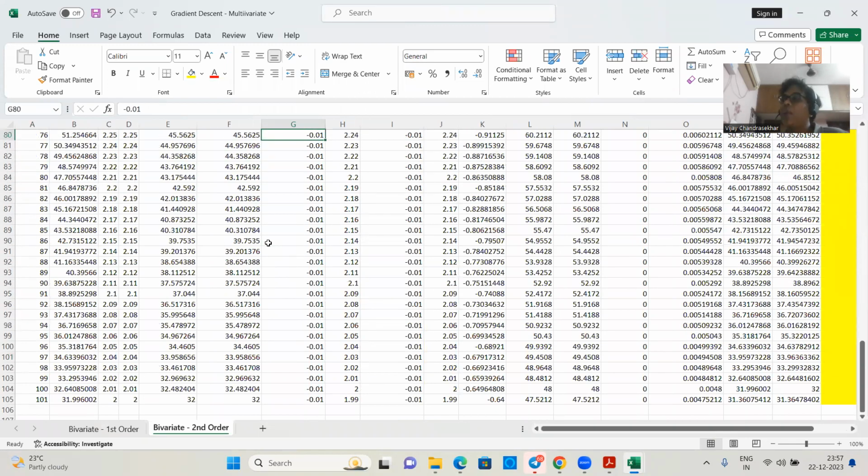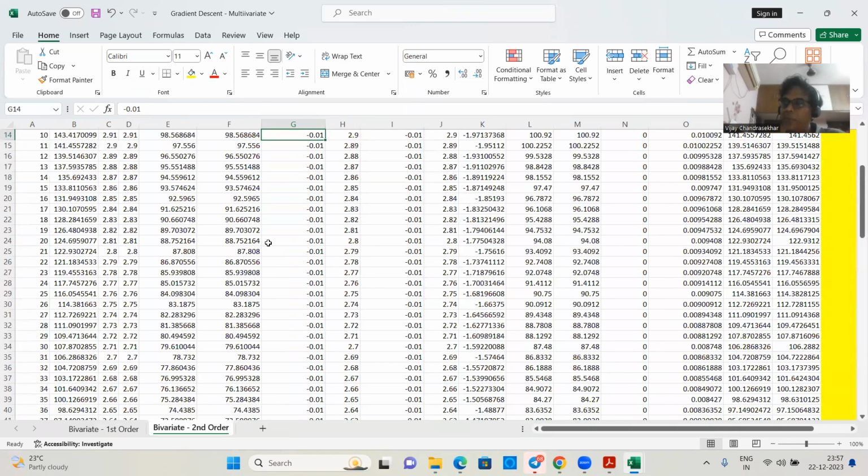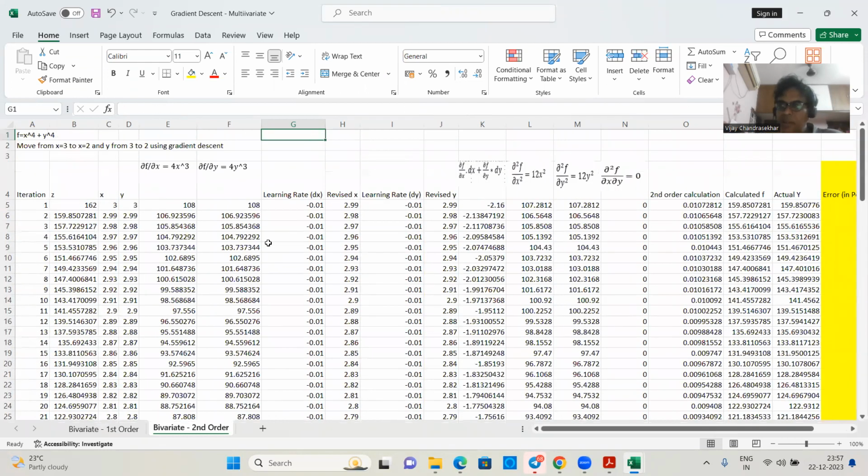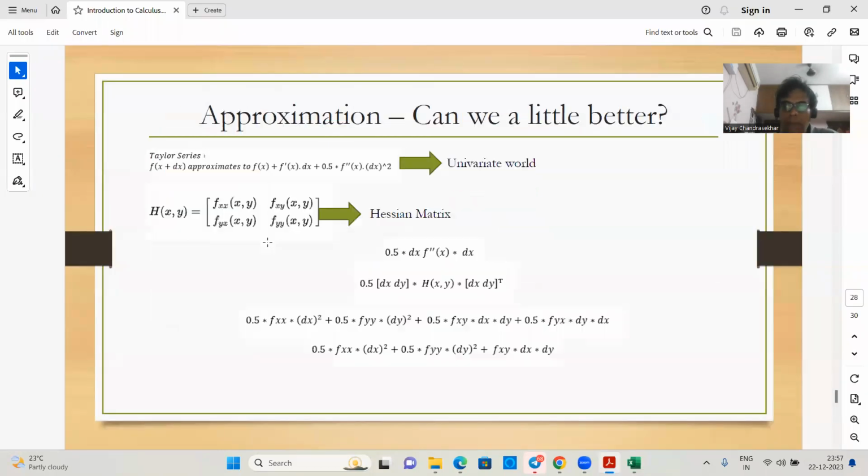Can we do a second order in the partial derivative world? Just as we did the second order derivative, the Taylor's approximation in the univariate world, can we do the second order in the bivariate world and get a better approximation? Yes, we can. And that is where what is called the Hessian matrix will be useful. That's where the Hessian matrix comes into the picture.